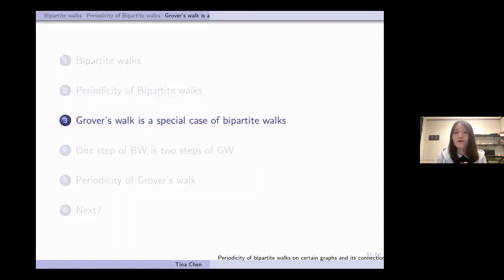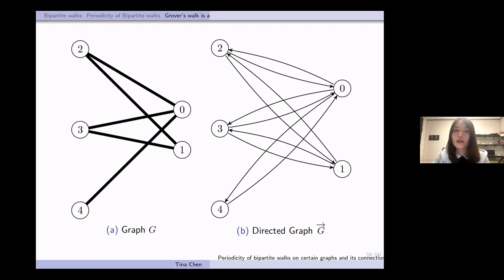Okay, but first I'm going to show you why Grover's walk is a special case of bipartite walks. So first, what is a Grover's walk? Grover's walk is defined over a directed graph. So for any graph, you just give each edge two different directions, and you get a directed graph.